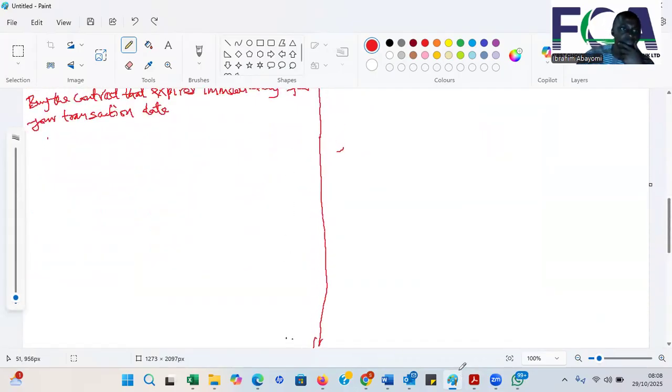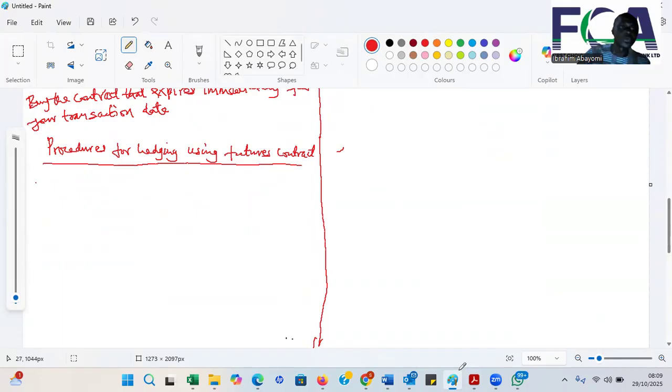Procedures for hedging using futures contracts. Using futures contracts. Number one, you need to know whether you are buying or selling futures contract, like I said earlier.